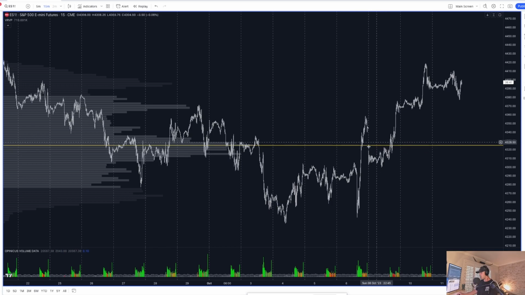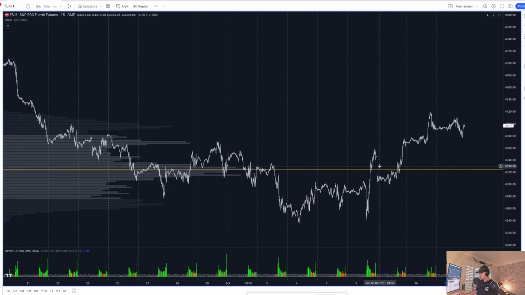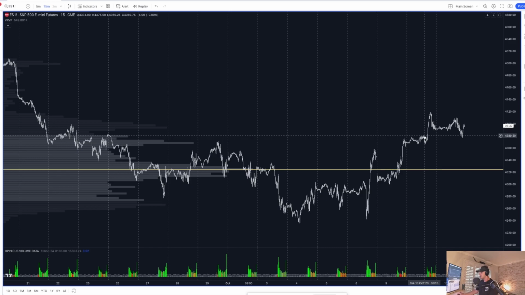You have a gap down on Sunday night into Monday morning that retests the 4,300 level and holds. That resolves higher into a trend day, into some near-term resistance. We come into yesterday's session looking for continued strength through 4380 to test the 4400 and 4420 level.